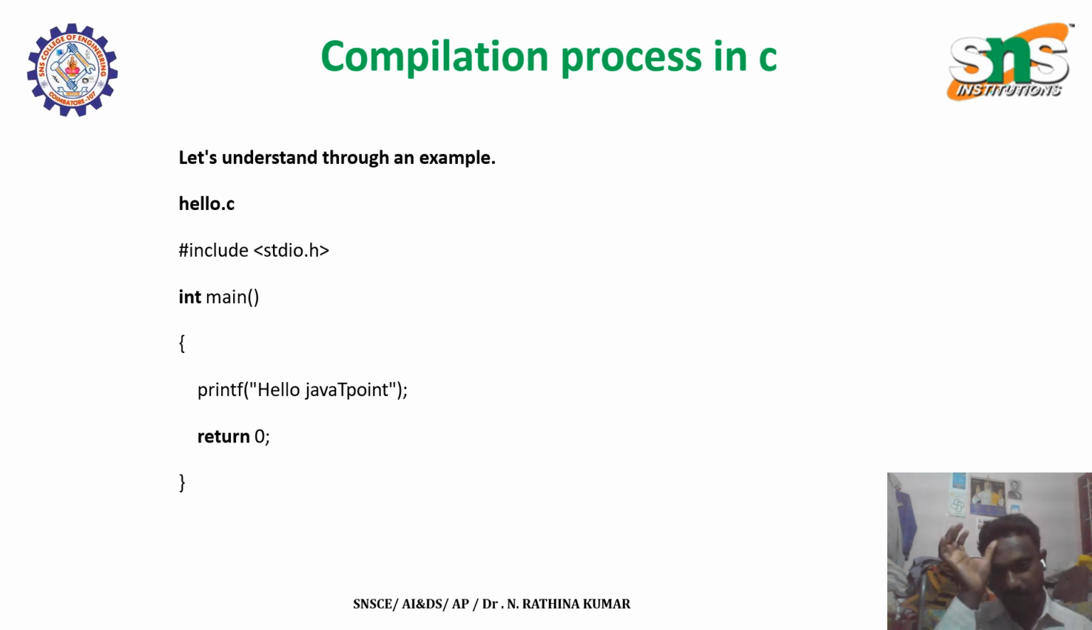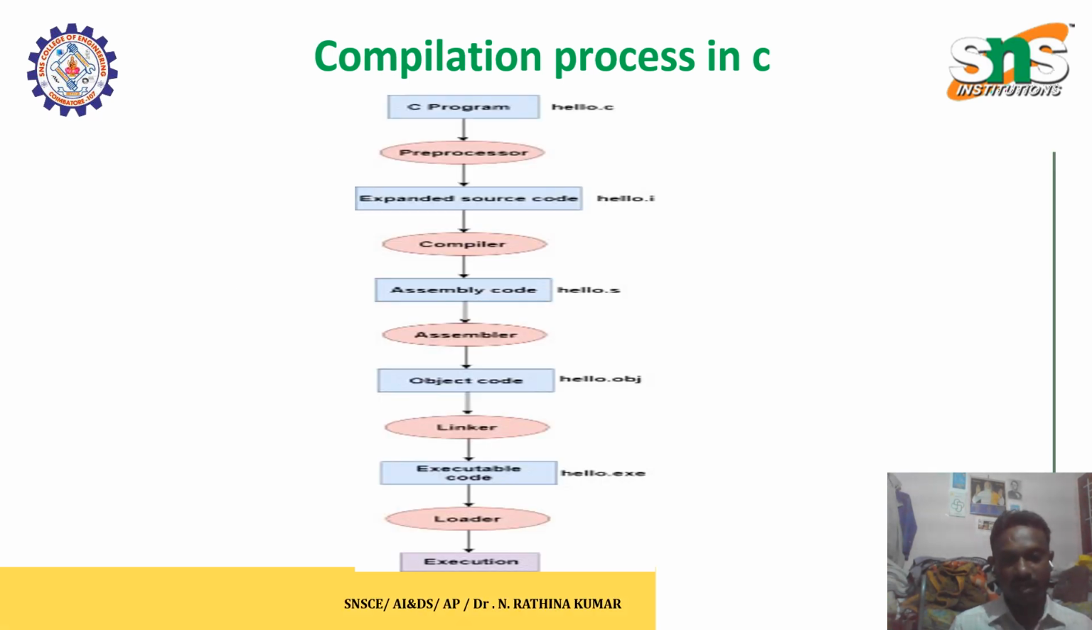So this is a very simple program to display something. For example, here they display hello something like that. It is a C program, but in this C program they are going to display one particular line. So how is that particular program compiled and executed? With the help of this particular diagram, we can easily understand that.